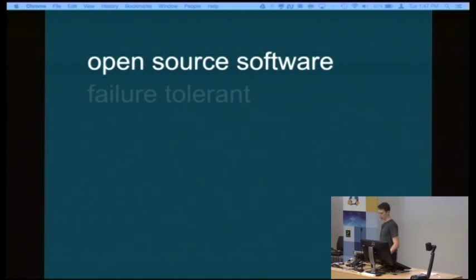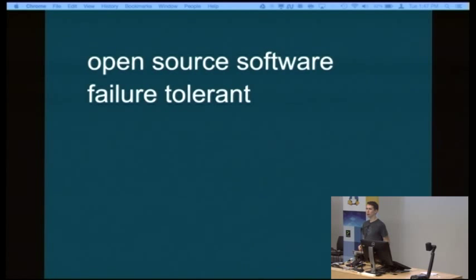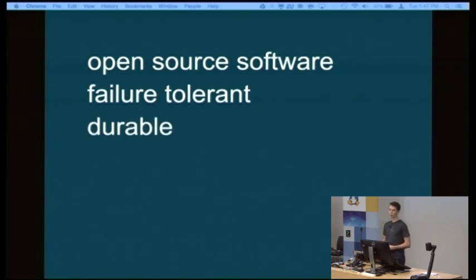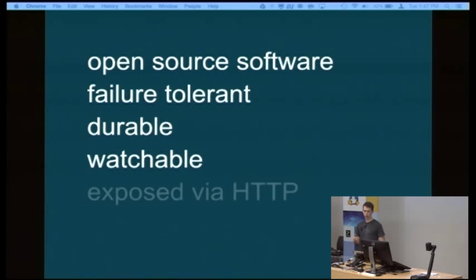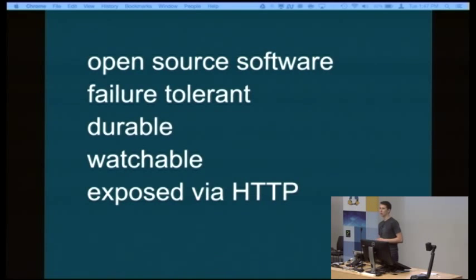So etcd has a few properties that are of interest. It's open source software. It's failure tolerant, so a number of machines within an etcd cluster can fail, and the system continues to operate normally without human intervention. It's durable. Everything that goes into the etcd key store gets written to disk in a write-ahead log file that can be backed up and restored later. It's watchable, so clients of etcd can get notifications of changes. And it's exposed via an HTTP interface.